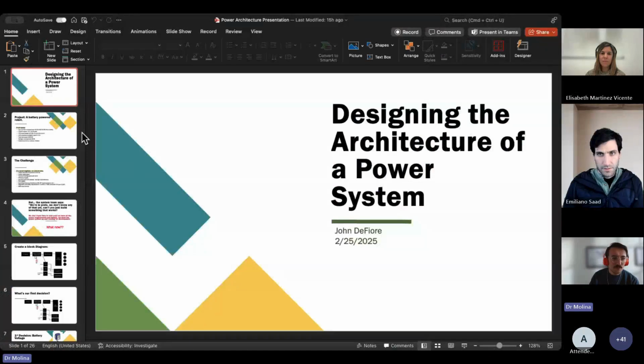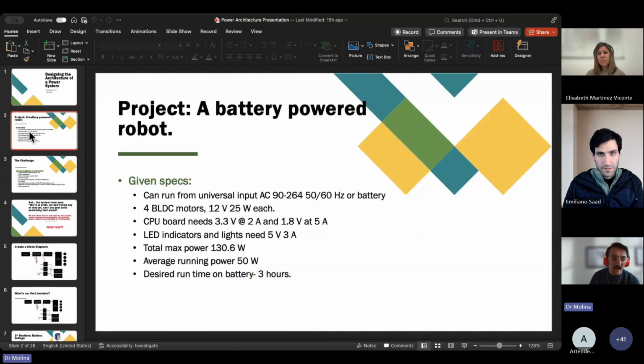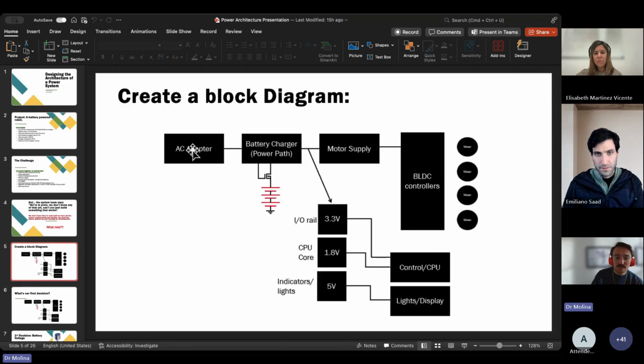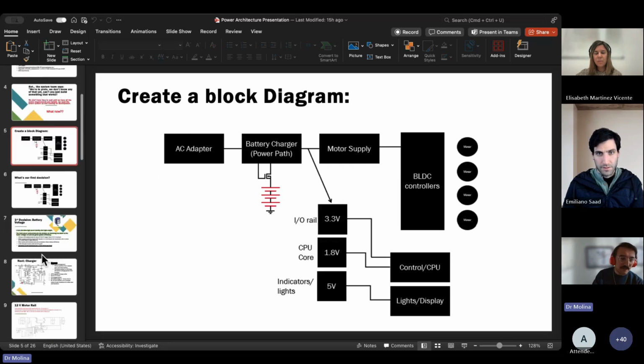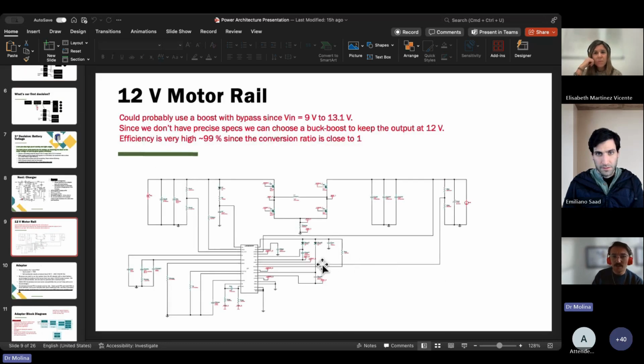This was a presentation about designing the architecture of a power system, and the specific case was a battery-powered robot running from the universal input, and then having motors, a CPU, some LED indicators, and a battery. John explained how to make decisions in terms of flow diagrams, but also in detail for the selection of the components. So I think it was pretty interesting.